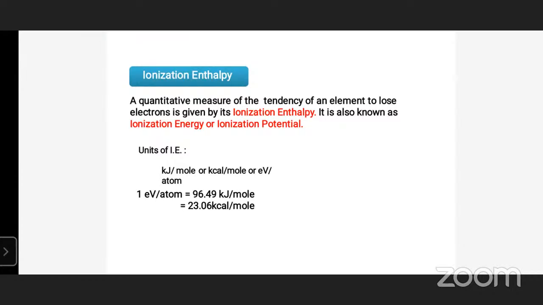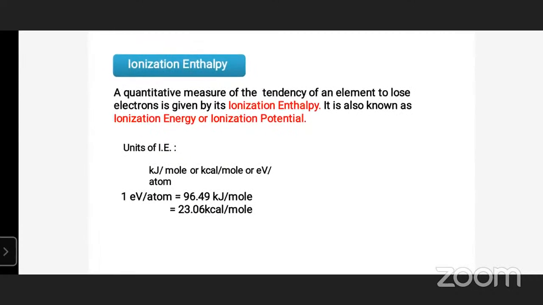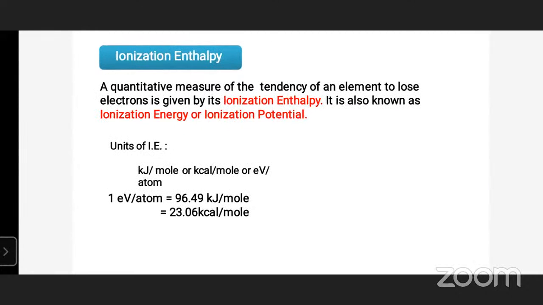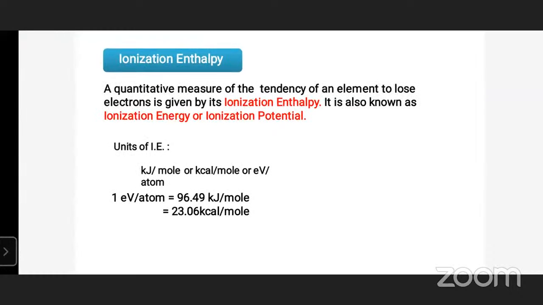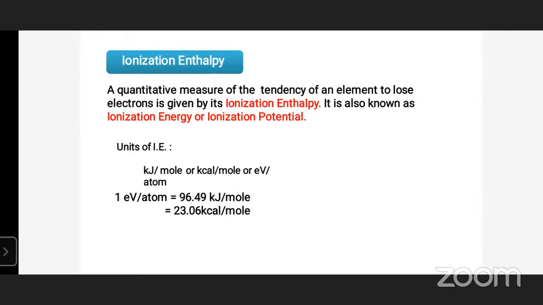Here, part 3, classification of elements. Ionization enthalpy means a quantitative measure of the tendency of an element to lose an electron, given by its ionization enthalpy. It is also known as ionization energy or ionization potential. Its units are kilojoule per mole, kilocalories per mole, or electron volt per atom.